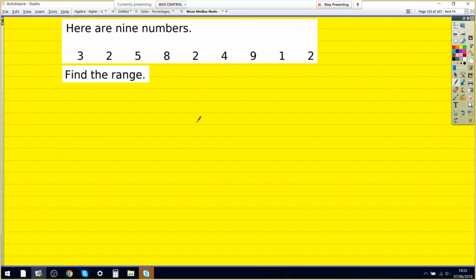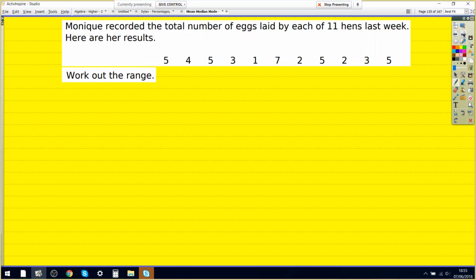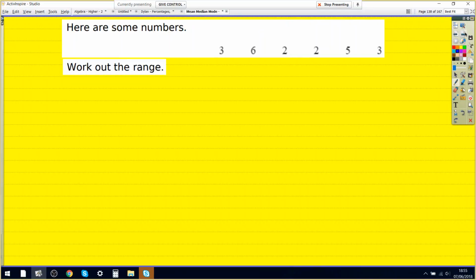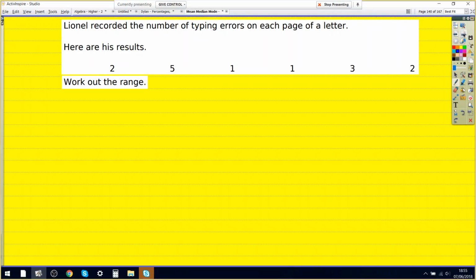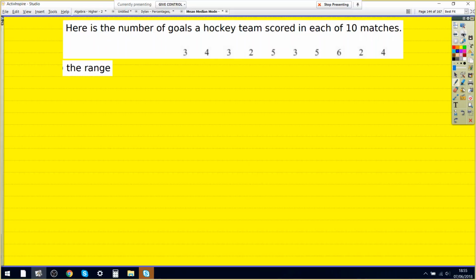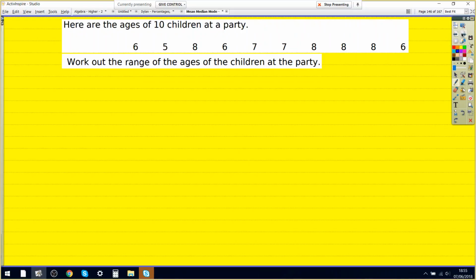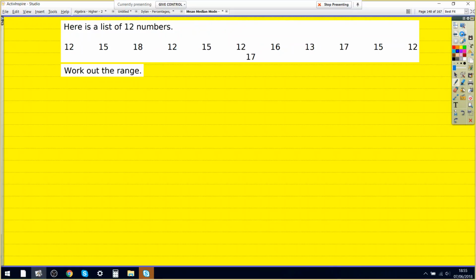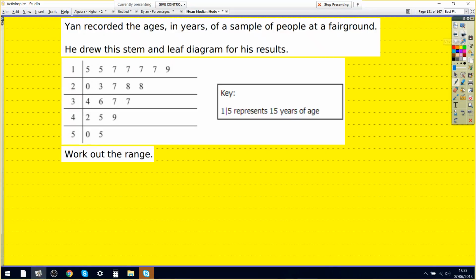What is the range here? 8. Yep, 9 minus 1, 8. 2 marks. Same. Numbers are a bit bigger, but it's the same idea. There's more numbers. Range here.